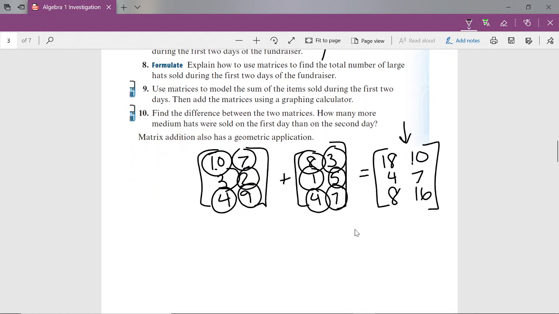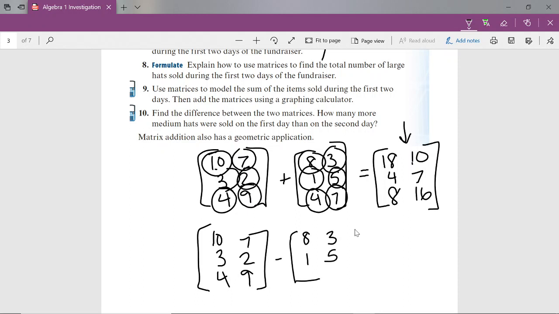Now number 10 wants us to do the difference between the matrices. So let's write them down again. 10 and 7, 3 and 2, 4 and 9. We're going to subtract from that 8 and 3, 1 and 5, 4 and 7. Now, let's look at each of these. When I do this, I am going to do it just like we would with subtraction, with the left one minus the right one. It's okay if it gives me a negative number. That's just fine. I just want the difference between these two. And I still have to use corresponding spots.